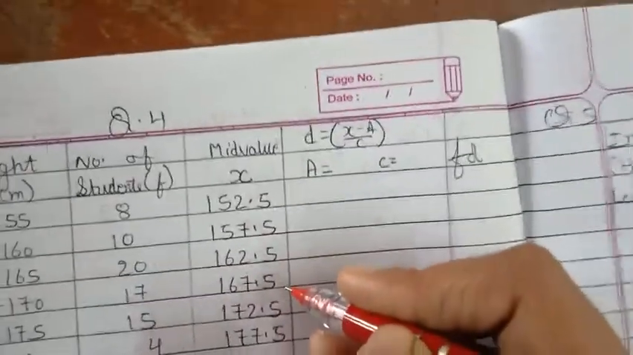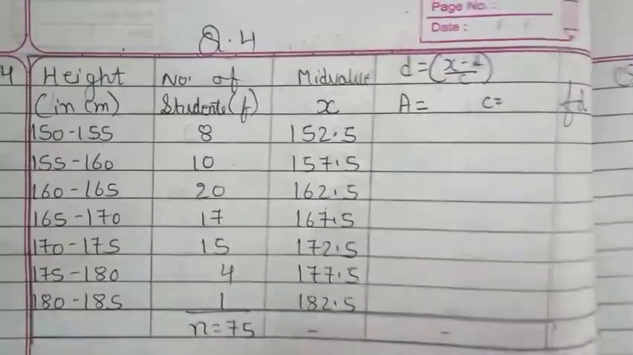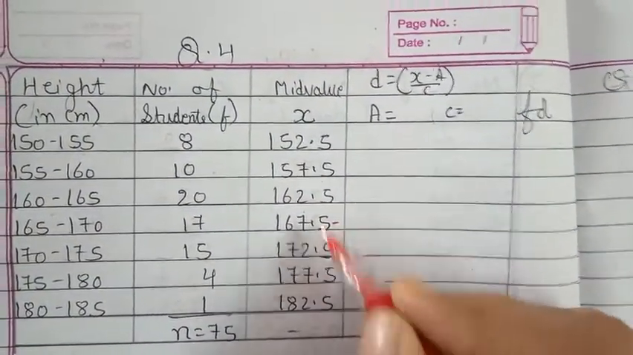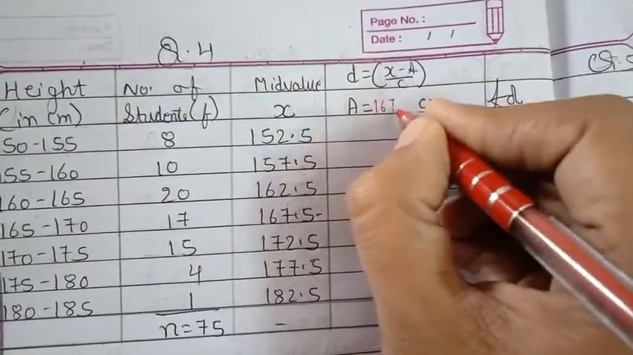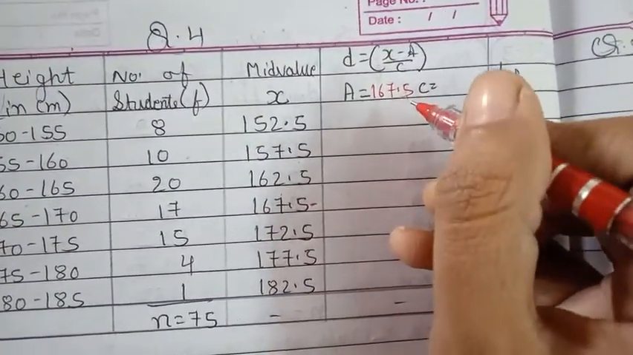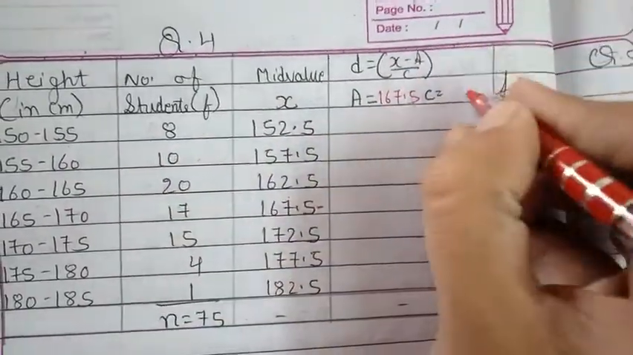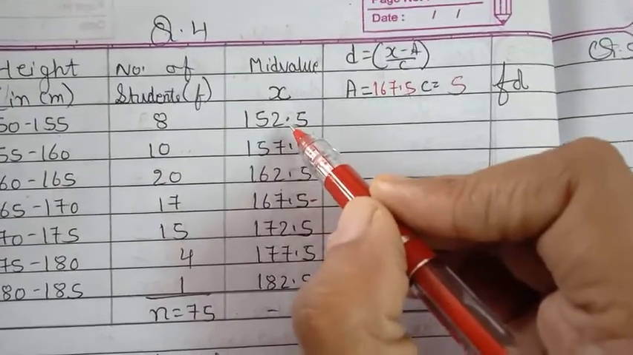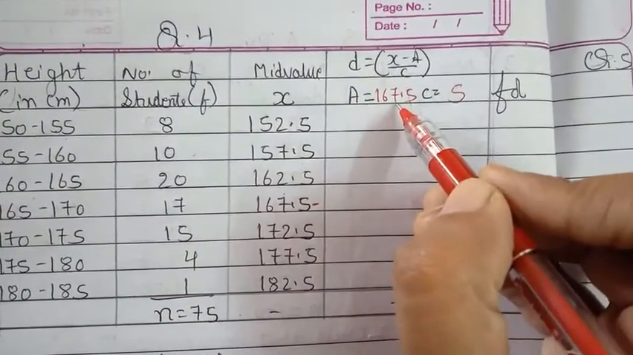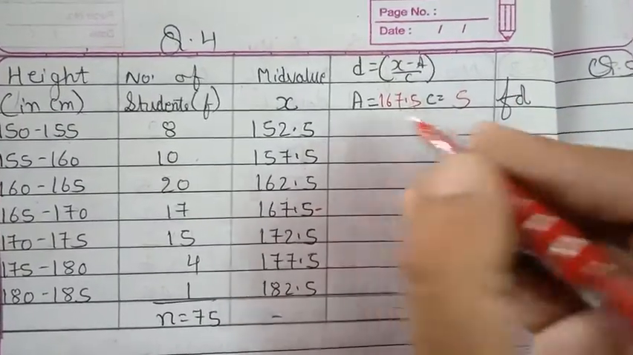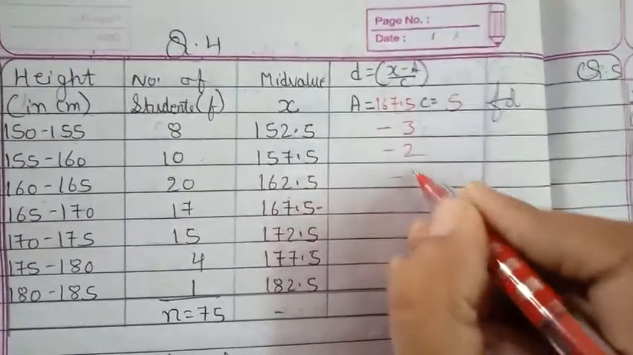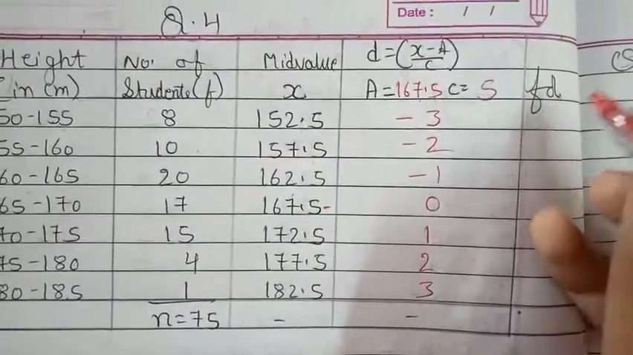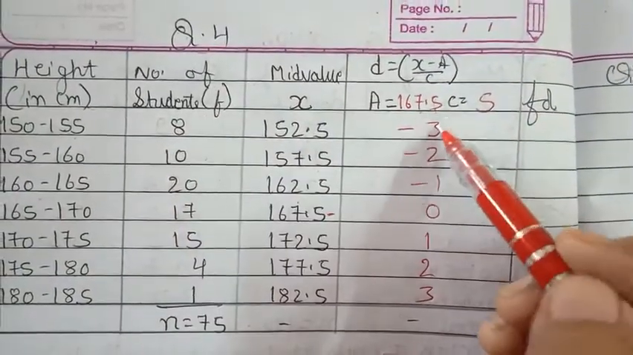So A I have to assume. Now here first of all I have to assume A. I usually assume the middlemost value, so that is 167.5. C, that is the class length, is 5, so I am taking C as 5. Now we have to calculate D, that is X, 152.5 minus 167.5 divided by 5. So it will come minus 3, minus 2, minus 1, 0, 1, 2 and 3. Now FD, so F multiplied by the D column.